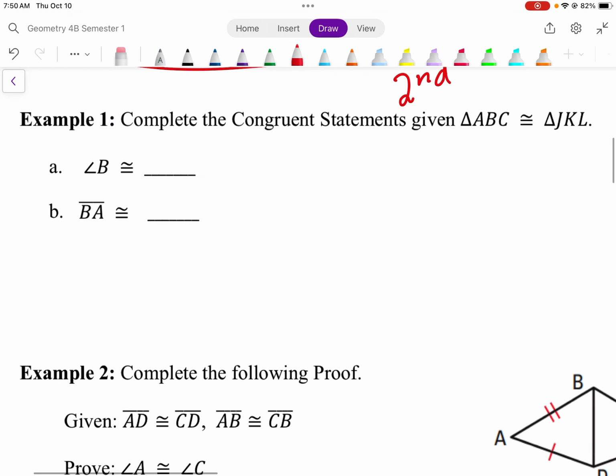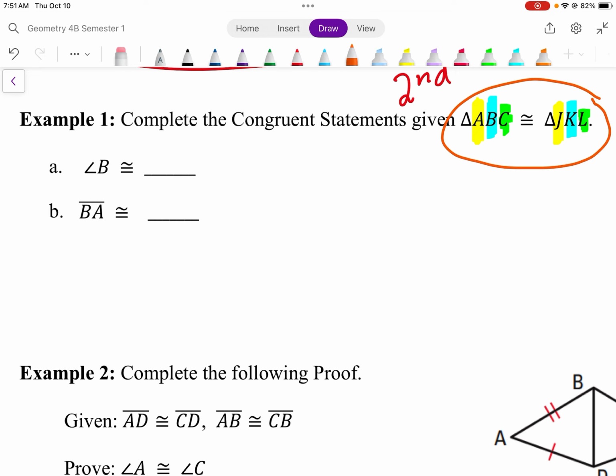So remember, corresponding parts are the parts that are matching or lined up with the order of our letters when we name the parts. So we talked about how J and A, those are in the first spot of both of these names, so those two angles have to be congruent. B and K, those are both in the middle, so those two would have to be congruent, and then C and L are both the last letters, so those would have to be congruent. So we've already been doing this. We have just been given the congruent statement whenever we've used it so far.